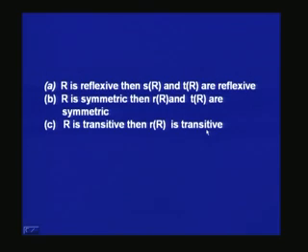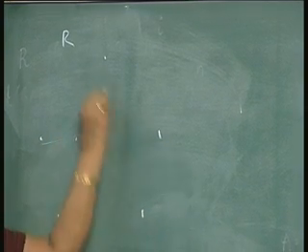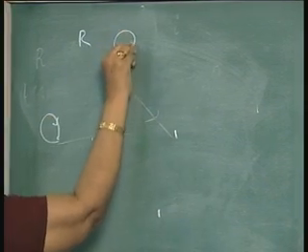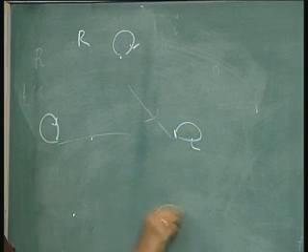Now, these are very simple and straightforward. Let us consider the first statement alone. If R is reflexive, then SR and TR are reflexive. R is reflexive would mean R is represented by a graph, say like this, with some directed arcs. If it is reflexive, you will have self loops at every node.